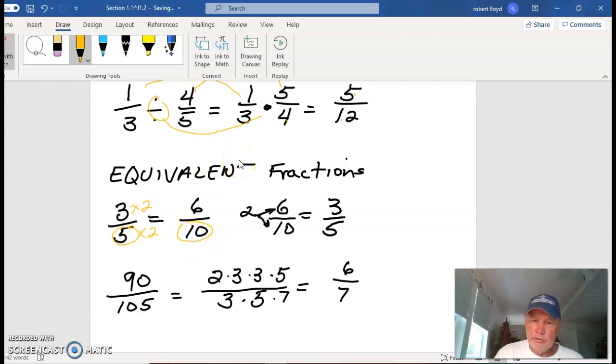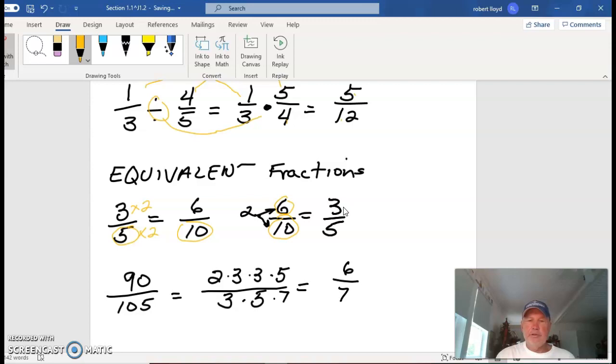Likewise, if we put it in reverse order, with the 6/10 coming first and equal to 3/5, we can see that the 6 and the 10 are both even numbers. They're both divisible by 2. So 2 into 6 is 3 times, 2 into 10 is 5 times.